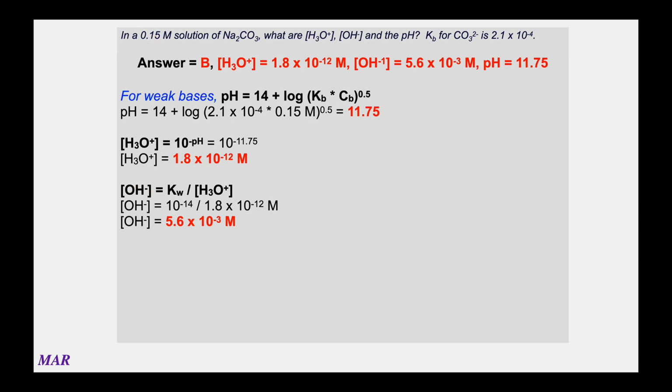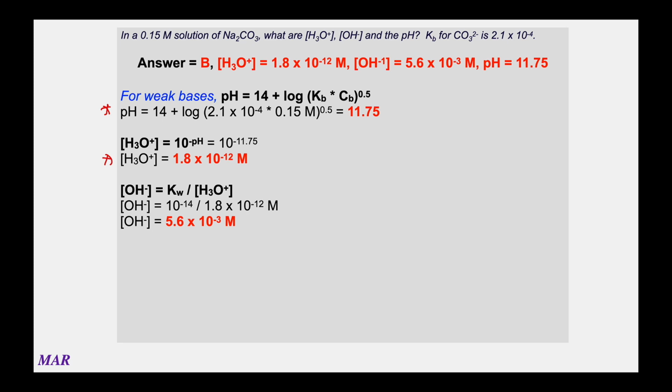Here's the actual work you can do, and that's probably the better way. You can see what I did in this problem is I used one of my beloved quick and dirty expressions, the pH of a weak base, which is 14 plus log square root of Kb times Cb. You are justified in using that because 100 times K is less than C. That's where the 11.75 came from. Then hydronium equals 10 raised to the power of minus 11.75. That's where the 1.8 times 10 to the minus 12 number came from.